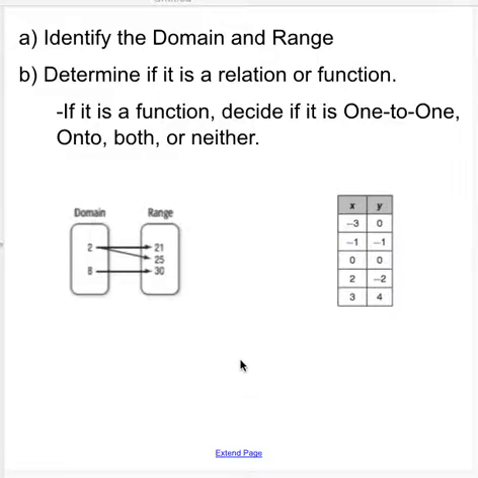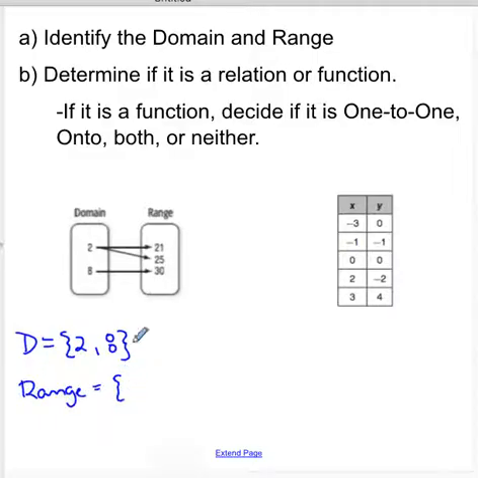Okay, great. So I'm assuming now that you have pressed play, and I'm going to take a look at this first one, and I'm going to first determine what the domain and the range are. Well, here it's pretty much just given already, so I'm just going to write out that the domain here is the set that includes 2 and 8, and the range is the set that includes 21, 25, and 30. Okay, so that's my domain and that's my range.